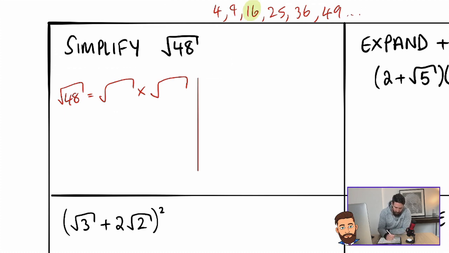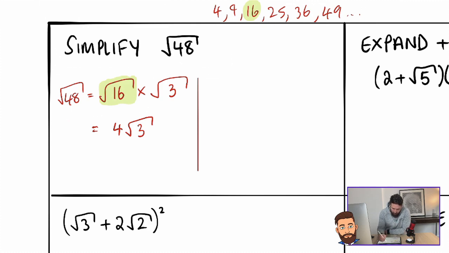So we could say 16, and if you recall, law 1 states that we can times these two surds together to make this surd. So what do we times 16 by to get 48? The answer to that is 3. Why is this useful? Well, 16 is a square number, and if you square root a square number, you're going to get a positive integer, so the square root of 16 is 4. So the answer to this is 4 root 3.